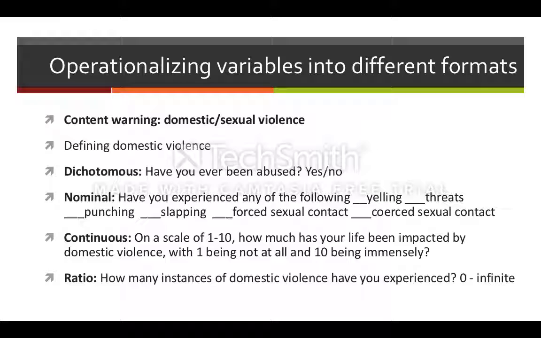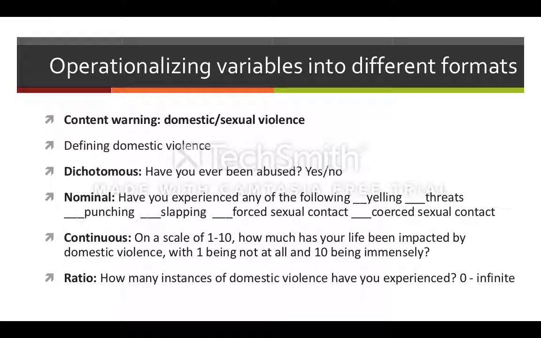We could also operationalize it as a ratio variable by asking people, how many instances of domestic violence have you experienced? And that would start at 0, no instances, all the way through as many as people disclose to us. So we're looking at the same concept, but operationalizing it in many different ways. And again, this becomes important when we start talking about statistical analysis, in that different tests need different kinds of variables. So for example, let's say on the original survey, we had asked people a continuous variable.